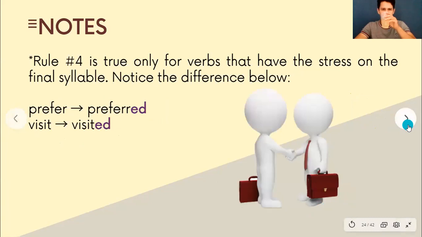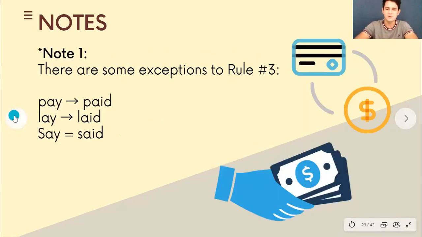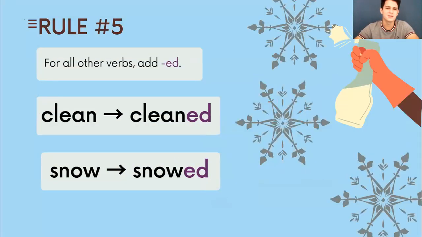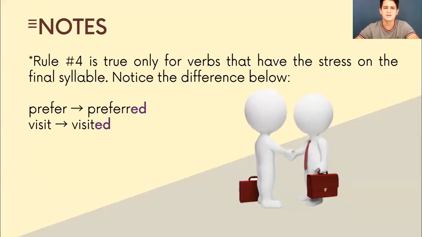Rule number 4. So what happens to rule number 4? Vamos a la número 4. Regla número 4. Look at this, guys. If a verb has consonant, vowel, and consonant, we double the final consonant. Bien. Si tenemos consonante, vocal, consonante, duplicamos la consonante. Eso está claro. Pero hay una nota a tener en cuenta. Vean lo que dice. This rule is true only for verbs that have the stress on the last syllable. Esta regla es verdadera solo si los verbos tienen el acento en la última sílaba.